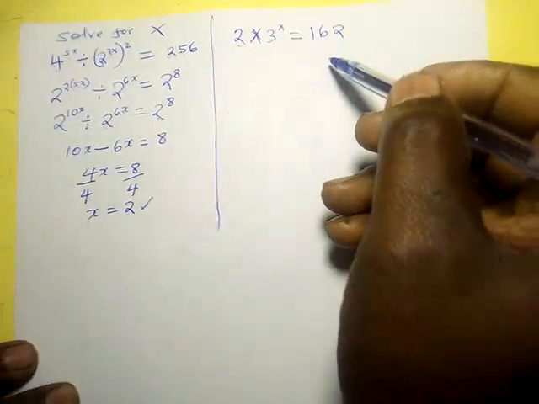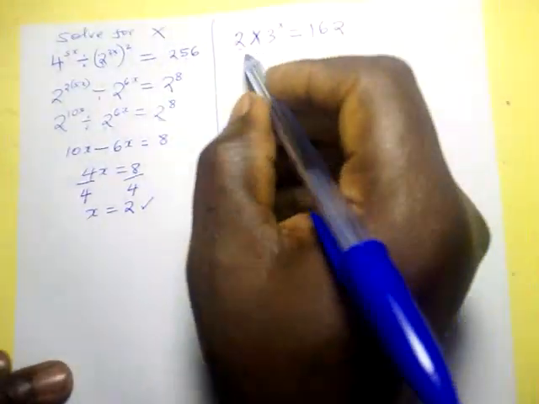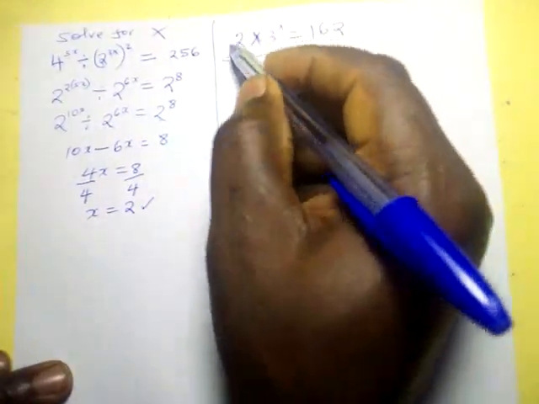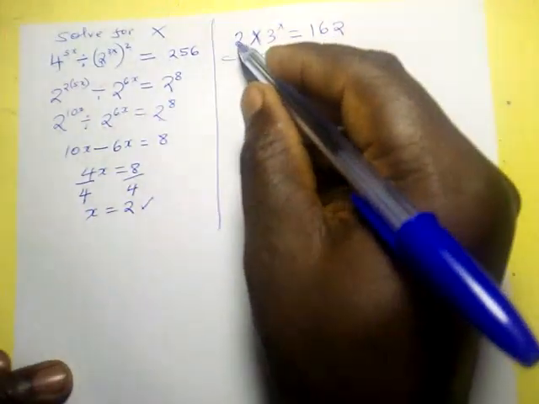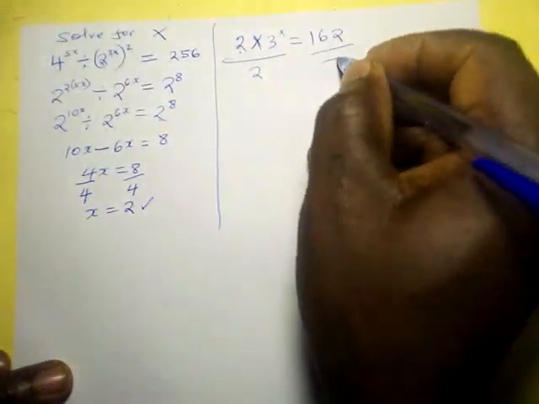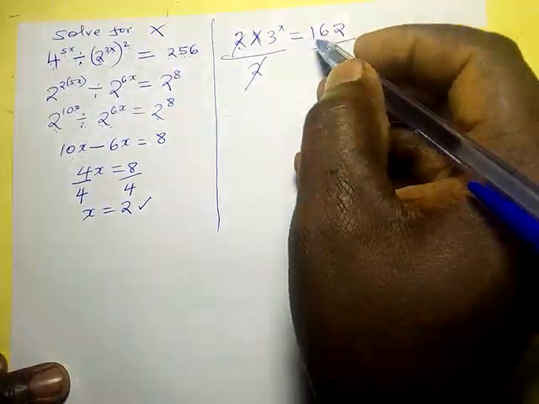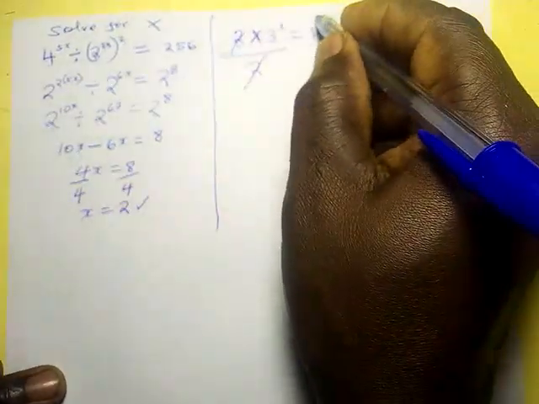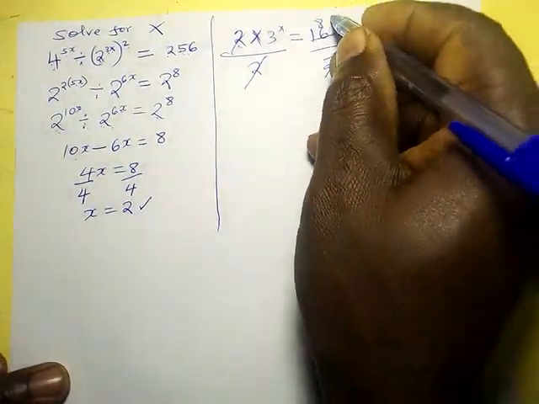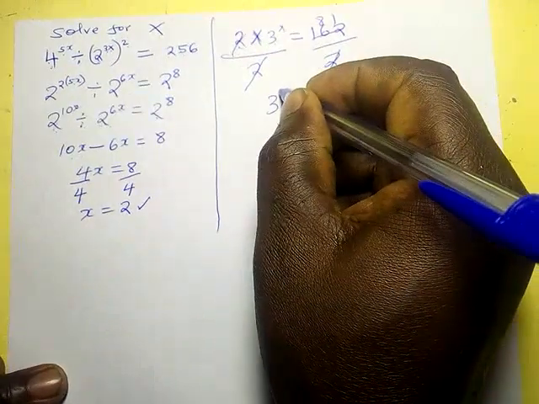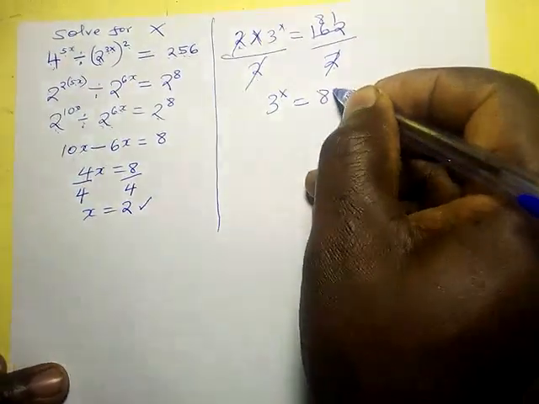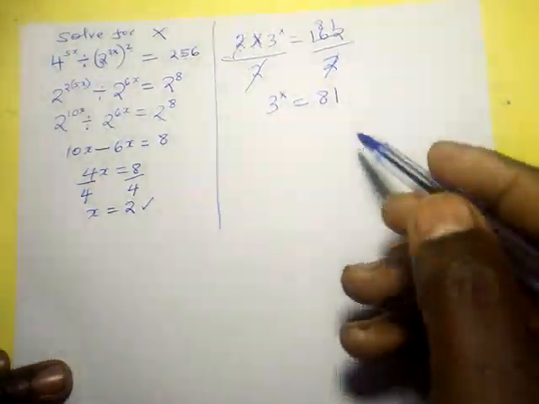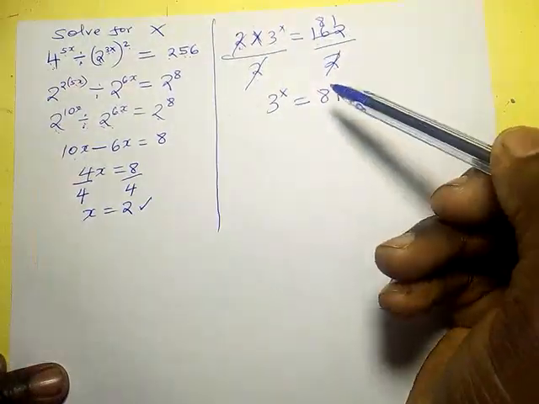So the first thing you do, you have to use your knowledge that we have to divide by 2 here so that we can remove these 2. Divide by 2, divide by 2. So this and this goes, and this one goes here, 81. Therefore now we have 3^x equal to 81.